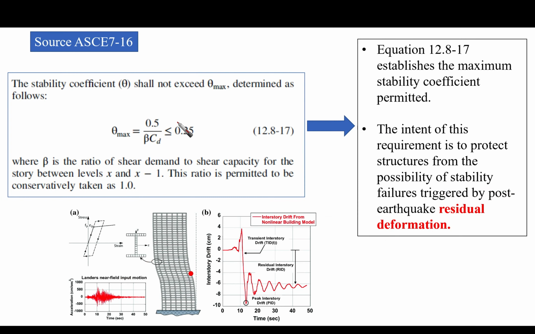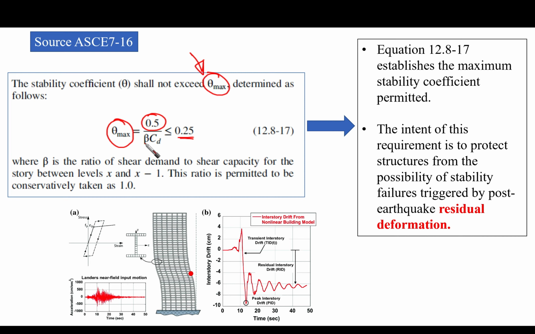Okay, now let's go to the remaining part of this section in ASCE. The stability coefficient theta shall not exceed theta maximum. So now we are putting another threshold which is related to the maximum. Theta maximum should not be exceeded, determined as follows. And this theta maximum is equal to 0.5 over beta Cd, and it should be less than 0.25. That's the maximum theta that we should consider.